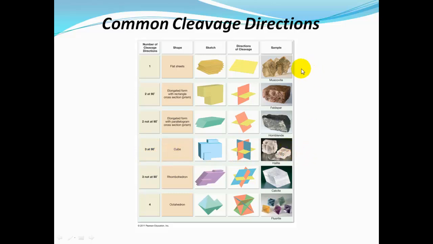The micas we'll talk about a lot have one plane of cleavage, and you could basically peel these minerals apart in sheets. Okay. Another example is calcite, which has 3 planes of cleavage not at 90 degrees. It's rhombohedral cleavage. And then feldspar has 2 planes of cleavage at 90 degrees.